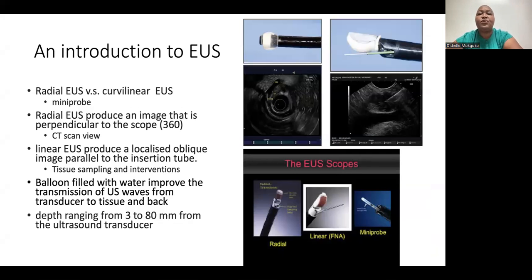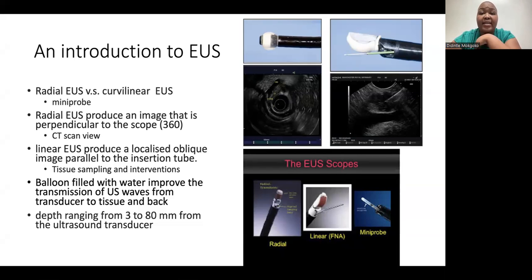Okay, so let's talk about the different kinds of echo endoscopes. We've got two main types. We've got the radial EUS and the curvilinear EUS, which we call just the linear EUS. And then there's the mini probe that I'll get into a little bit later. Both of them have the capacity of putting on a water balloon and improving your image quality through the ultrasound. And of course, water transmits ultrasound a little bit better.